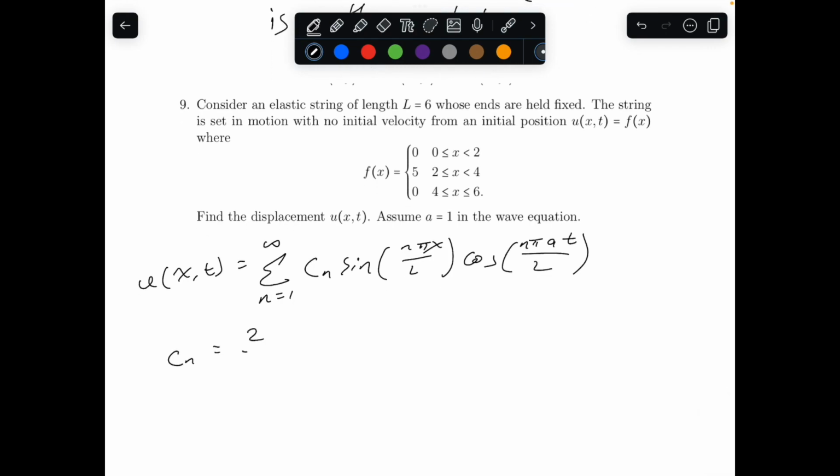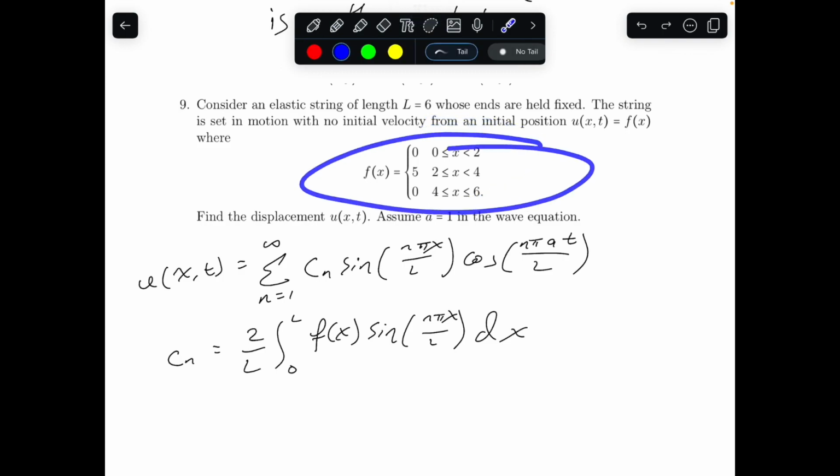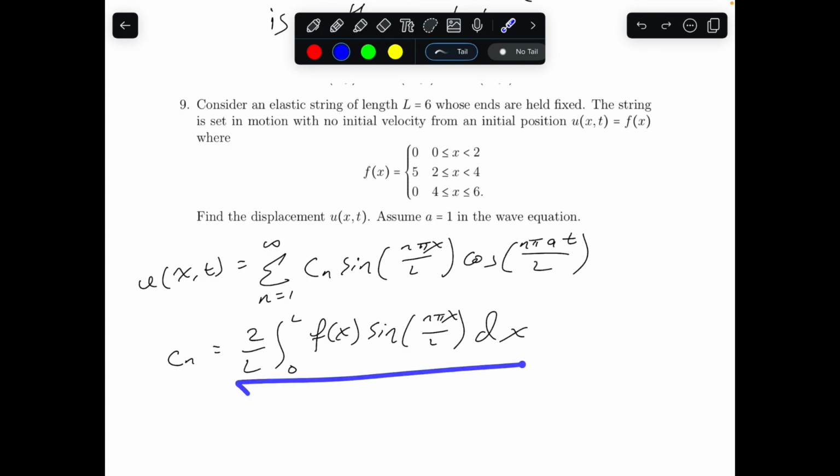And then Cn is given by 2 over L integral 0 to L of f(x) times sine(n pi x over L). So these are just, again, the coefficients of the Fourier sine series for this function. And this function is very much not a sine function or written in a Fourier sine series. And so this one, we very much have to actually do the computation of these integrals right here.